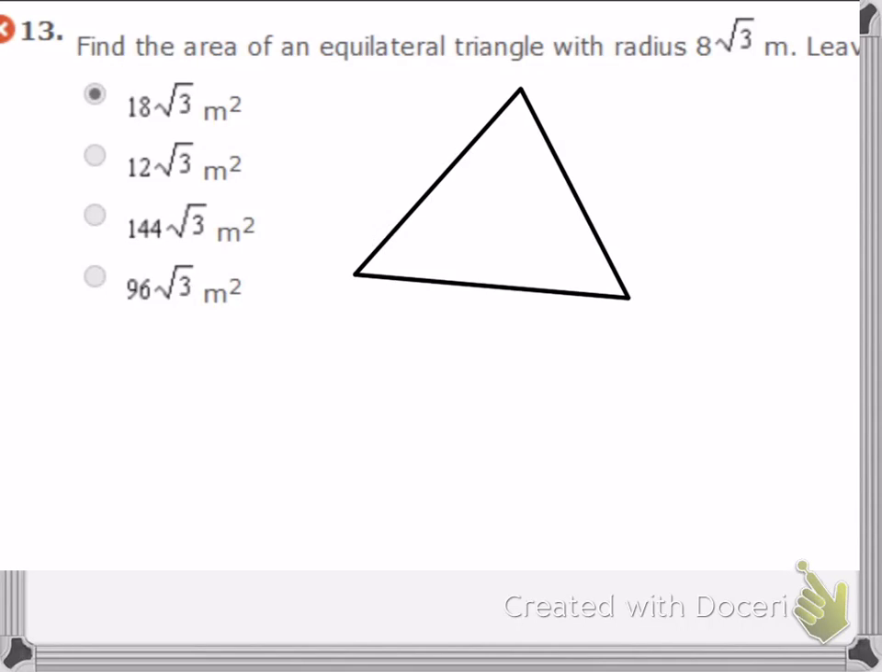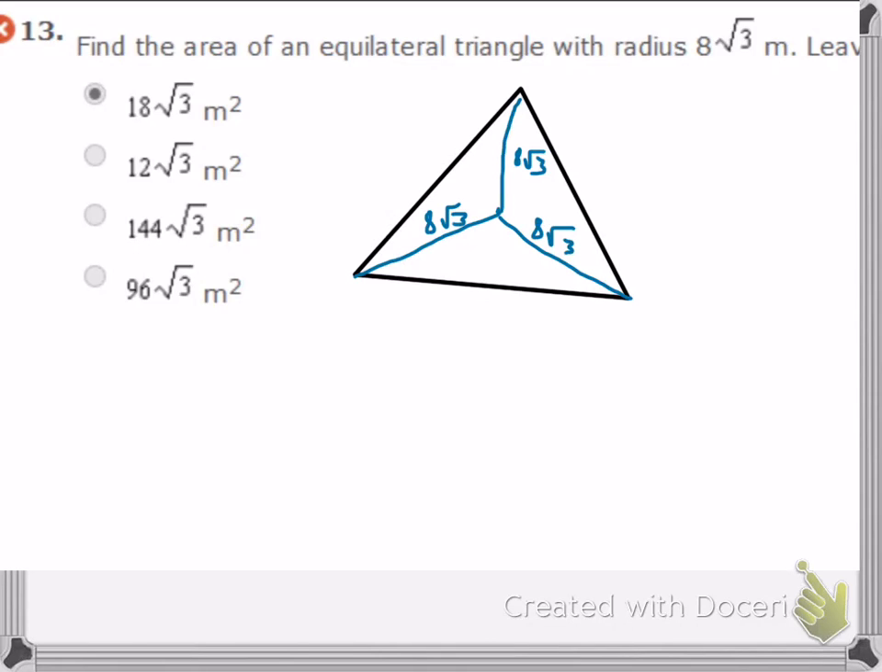The radius of a triangle goes from the center of the triangle to the vertices. So if we draw all three radii, we can see that it divides this triangle into three congruent triangles. This is 8 times the square root of 3. This one is 8 times the square root of 3. And this one is 8 times the square root of 3.